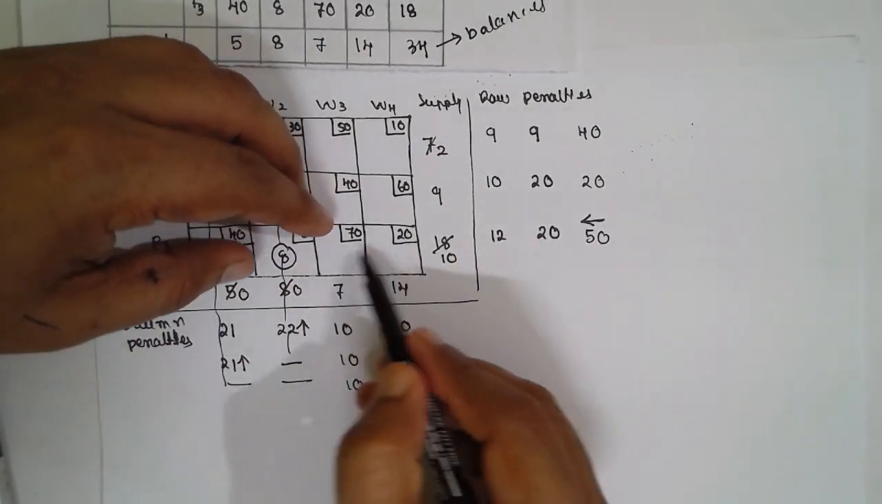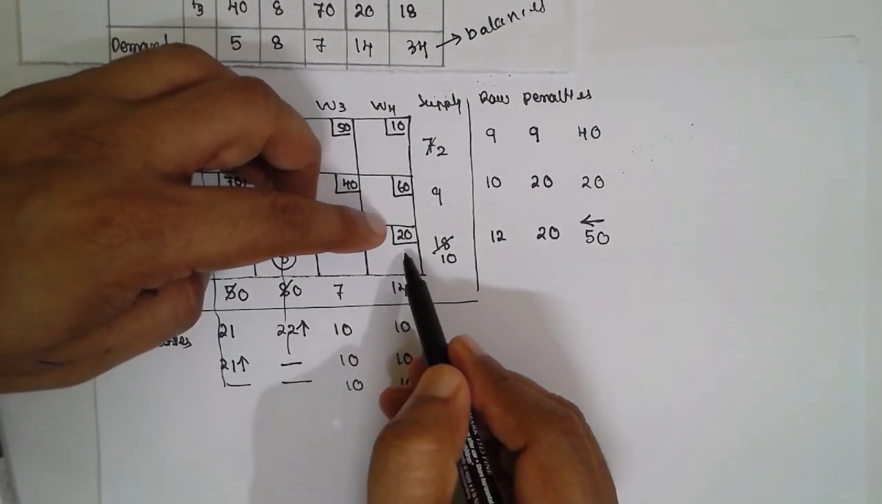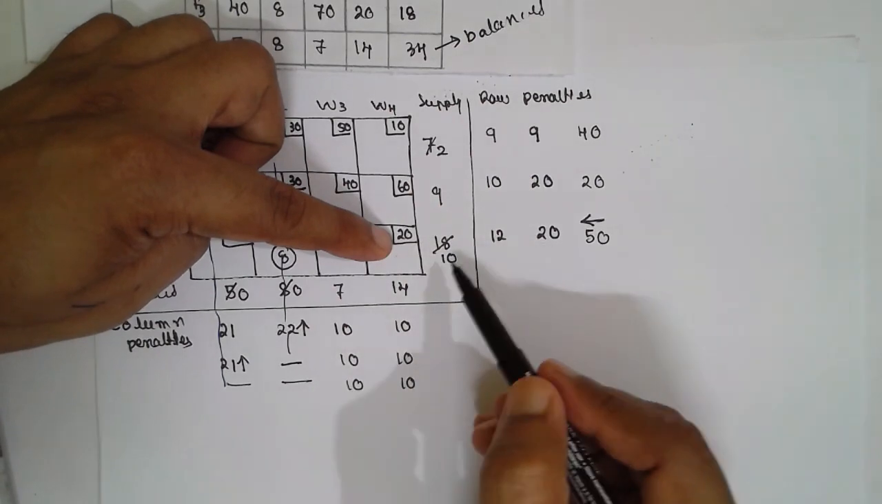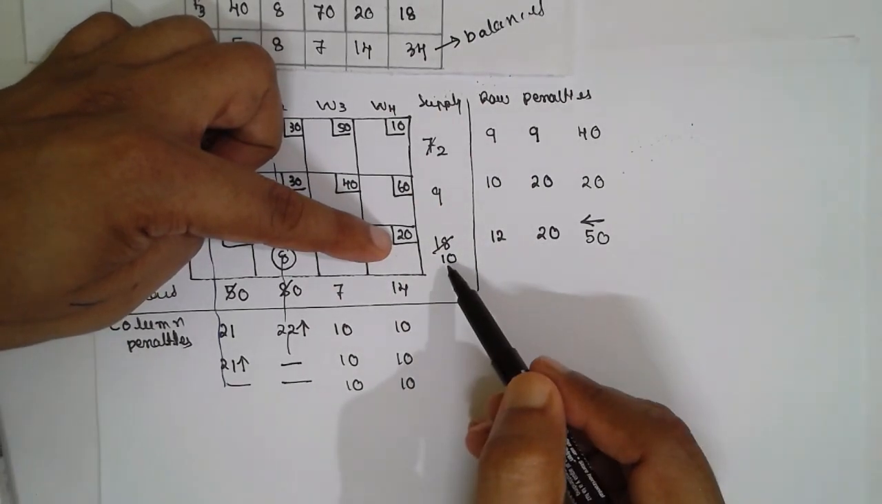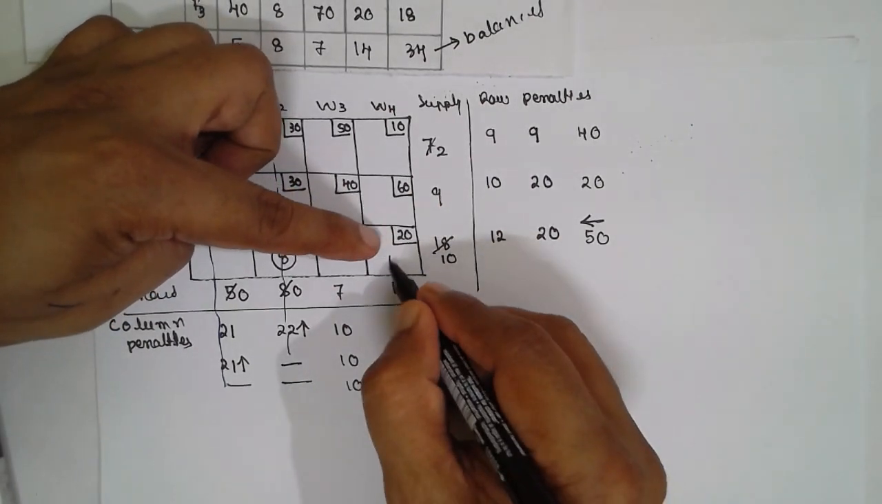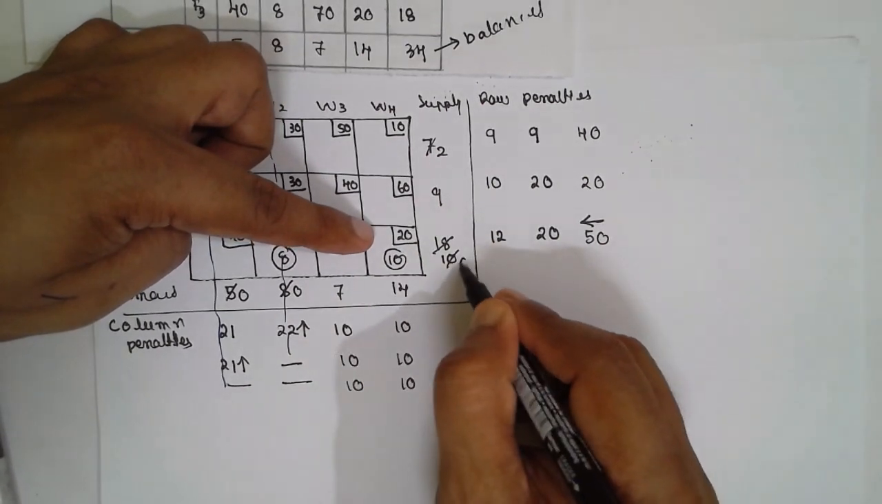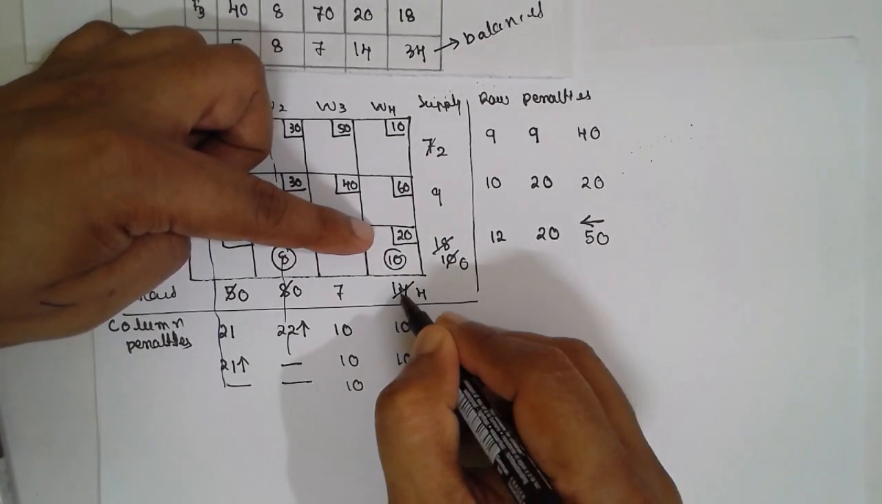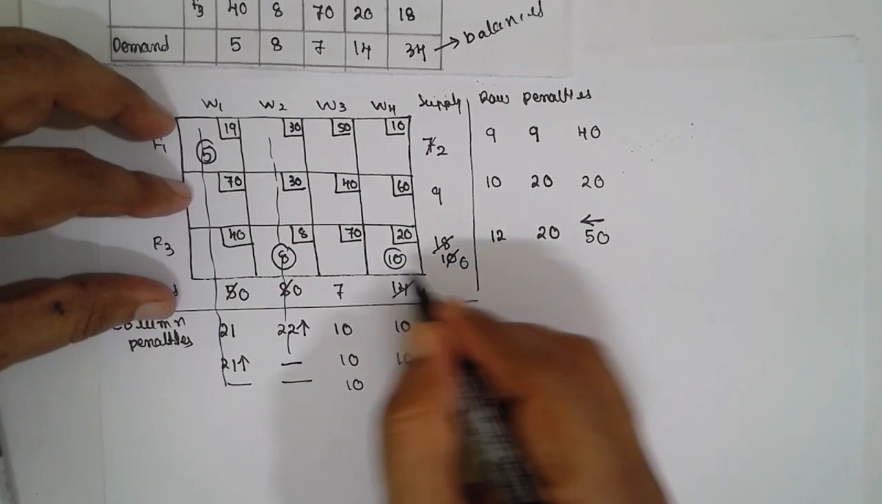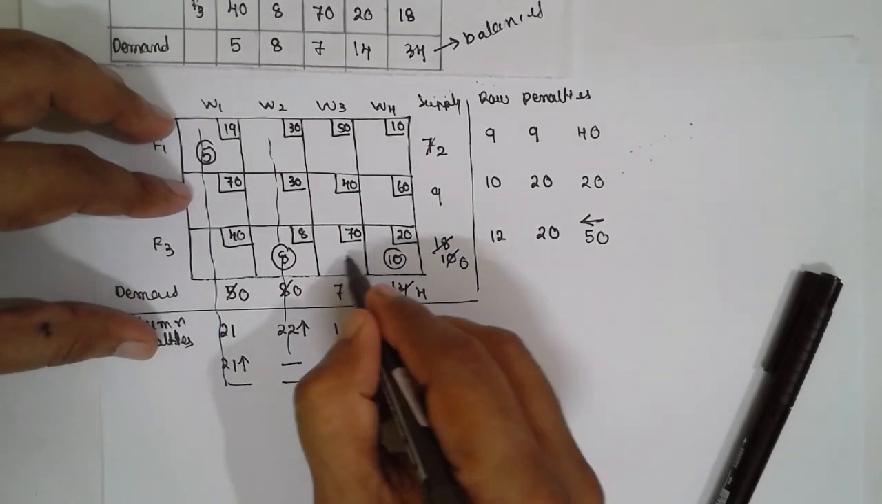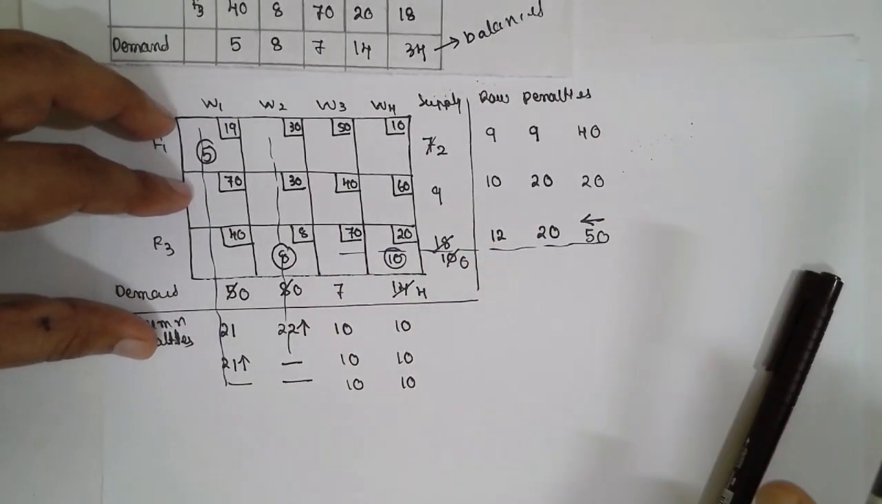Now see these two boxes. The smallest is 20. After holding the 20, see the supply and the demand. Supply is 10. Write 10 here. This becomes 0 and this becomes 4. 14 minus 10 is nothing but 4. Now eliminate this part. Eliminate it.